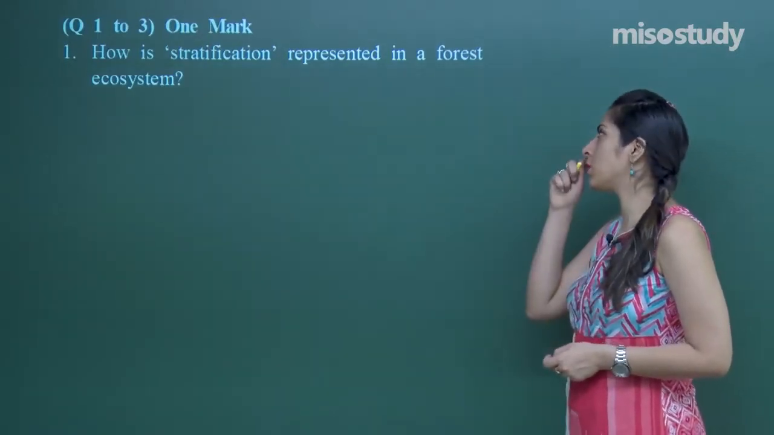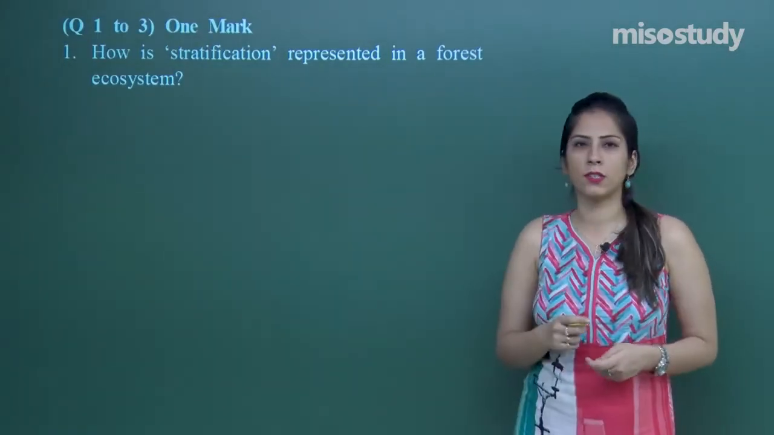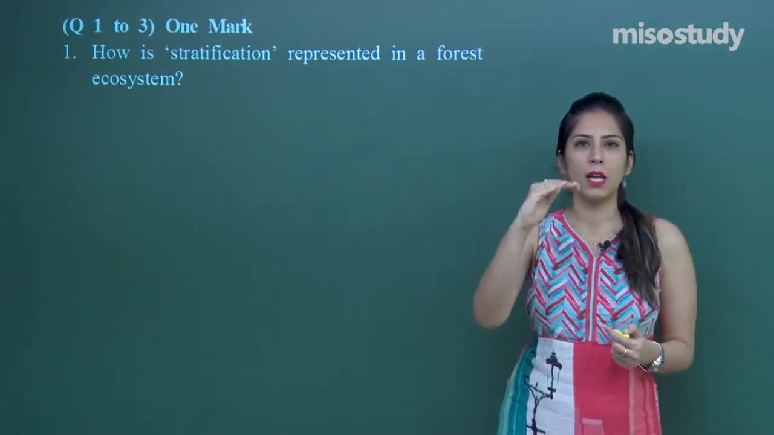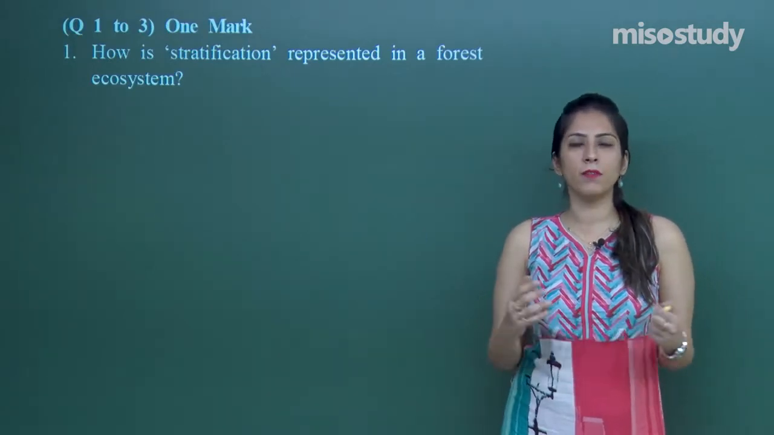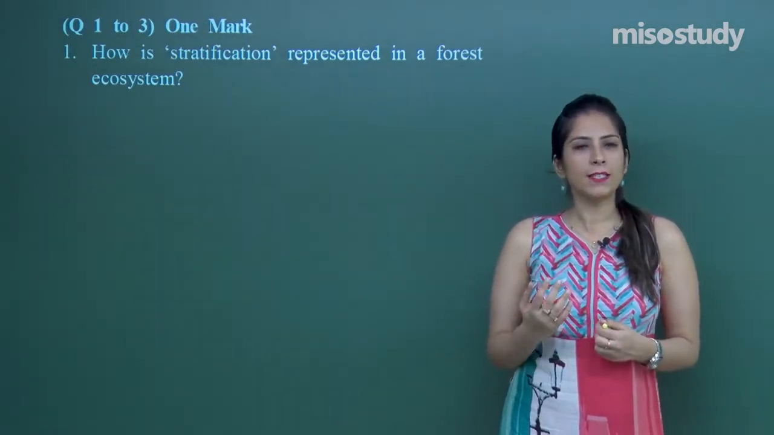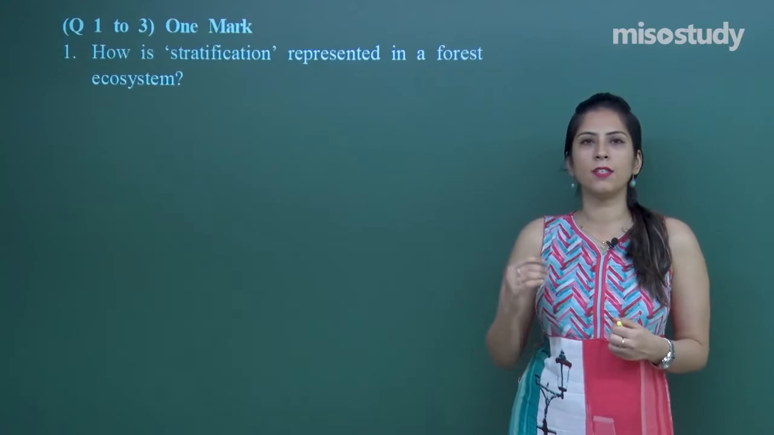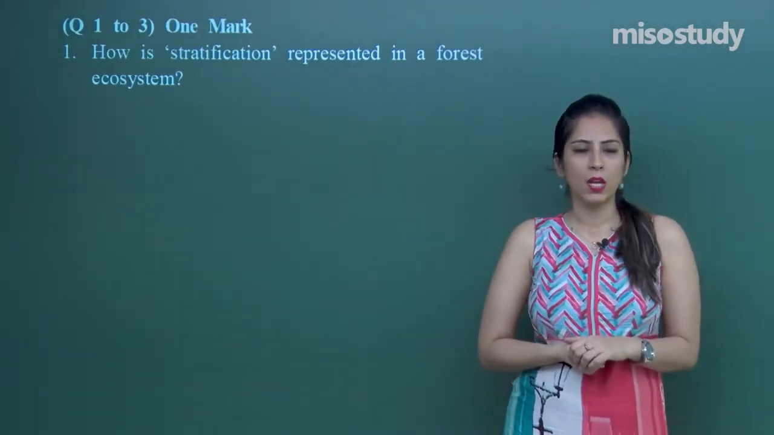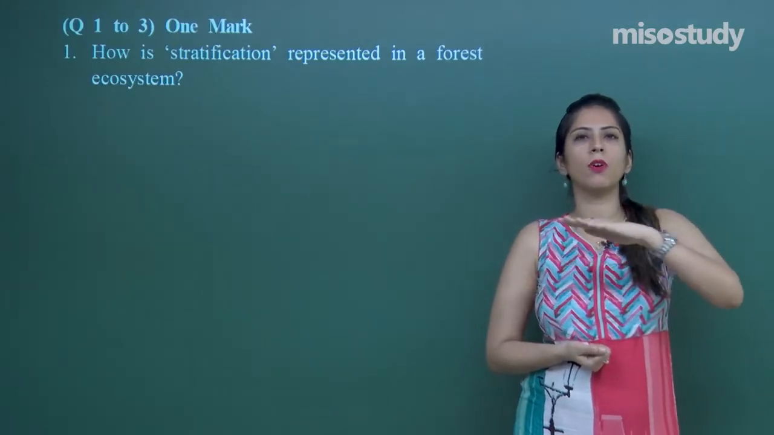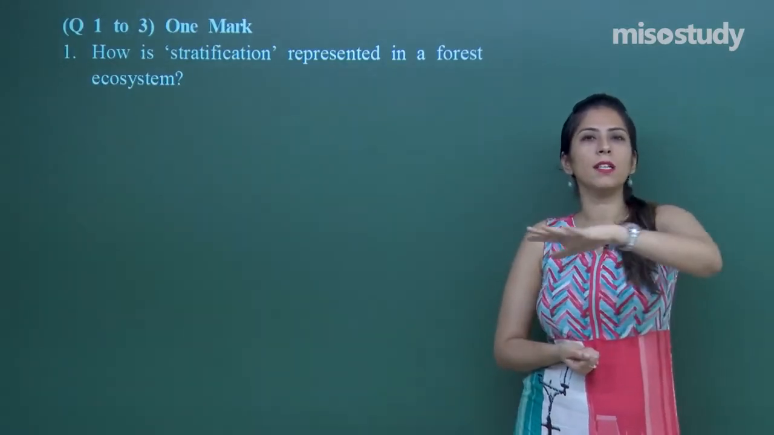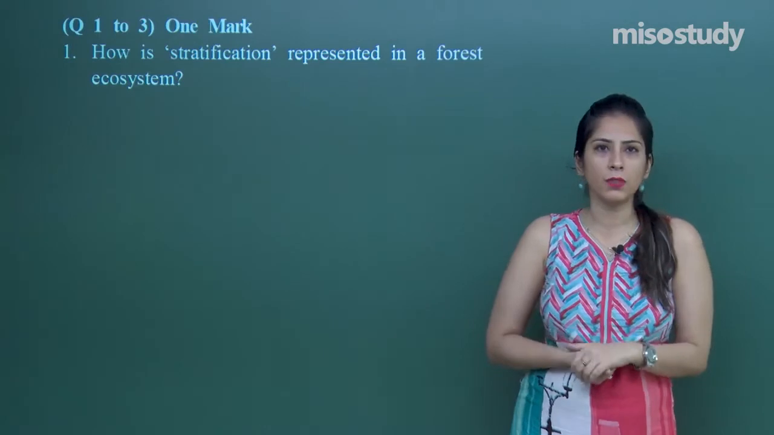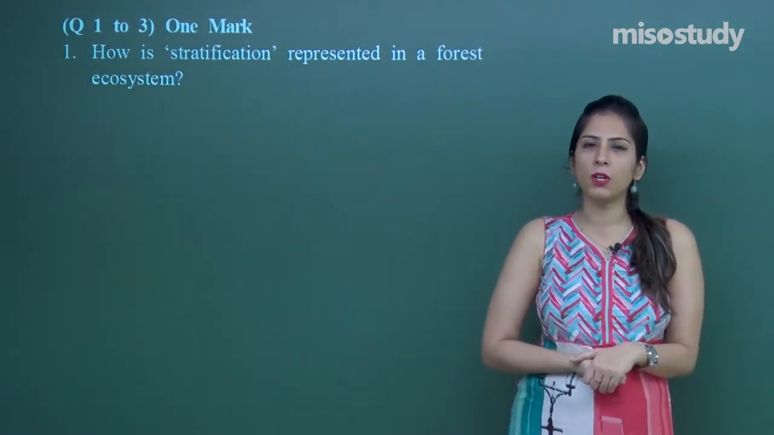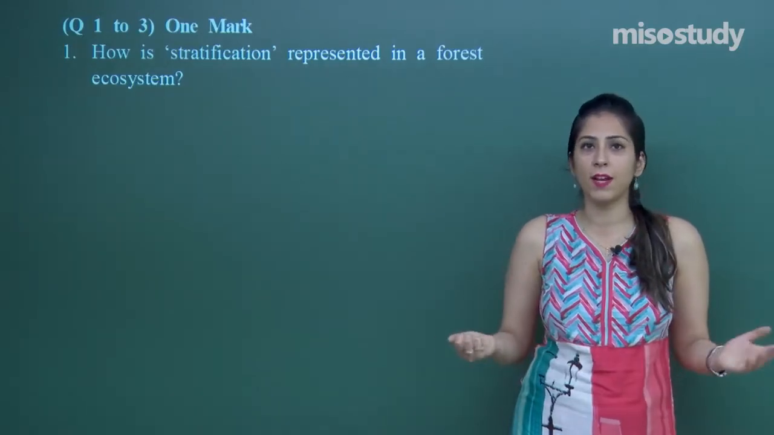How is stratification represented in a forest? Stratification means vertical layers are present. Let's take an example: suppose you are flying somewhere, sitting on a plane, and you are passing through a forest. You will see only a dense forest, or trees. But you will not be able to see the herbs, shrubs and the grasses. Yes, this is a fact.